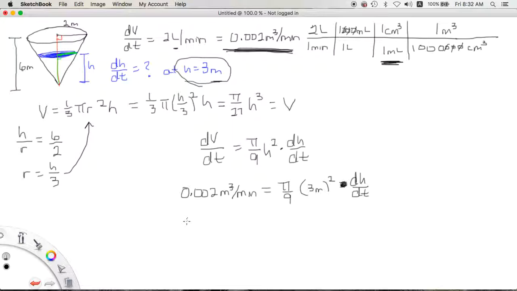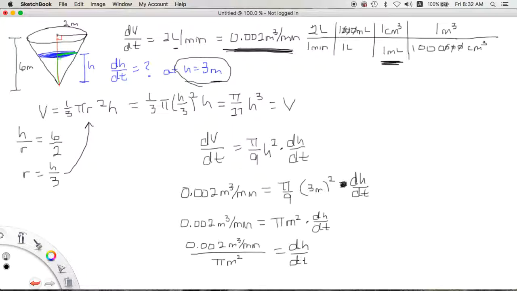So we get 0.002 meters cubed per minute equals, if we square this, we get 9 meters squared, so the 9's cancel. So we have pi meters squared times dh/dt. So we have 0.002 meters cubed per minute divided by pi meters squared equals our dh/dt. So the meters squared cancels here, so we're just left with meters per minute, which is what we want. That makes sense. The height is going to change in meters per minute. It's not an area or a volume. We just want that linear unit.